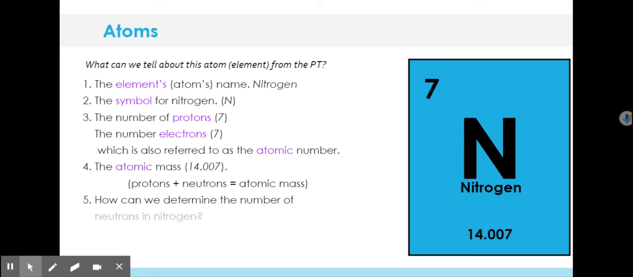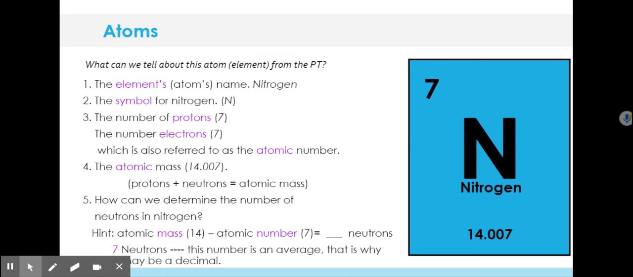How can we determine the number of neutrons in the nitrogen? All we have to do is take atomic mass, which is 14, subtract the atomic number, which is 7. 14 minus 7 is equal 7. So there's 7 neutrons. And this number is an average. That's why it is in a decimal form. Just like if you go to the grocery store and you weigh 3 apples, they will not always weigh the same. You can take an average of the 3 apples.